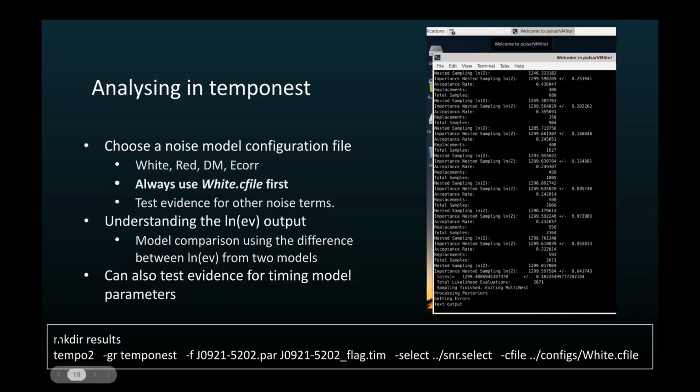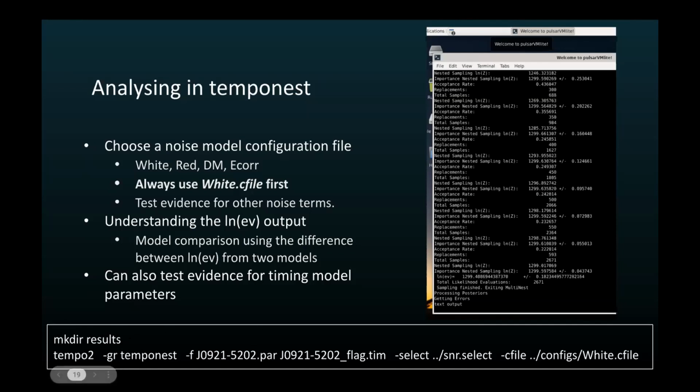Okay, so the way we do this is, first of all, if you're in the directory where we were on the last slide, which was, by the way, you don't have to follow along yet, I'll do a demonstration. So if you're in the directory that we were in, which was the directory for 0921, then first of all, you need to make a directory called results. And this is where all the TempoNest outputs will end up. And once you've done that, you can run this command.